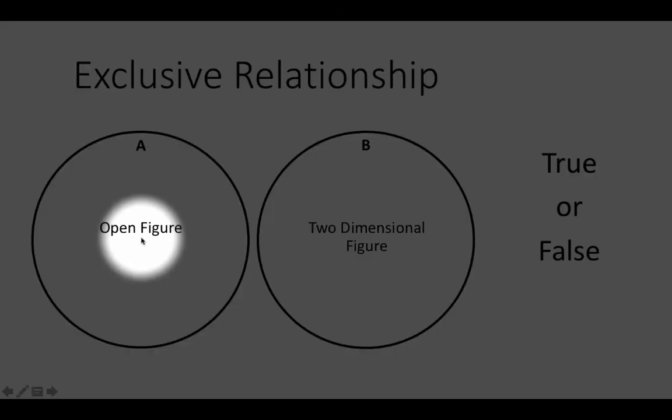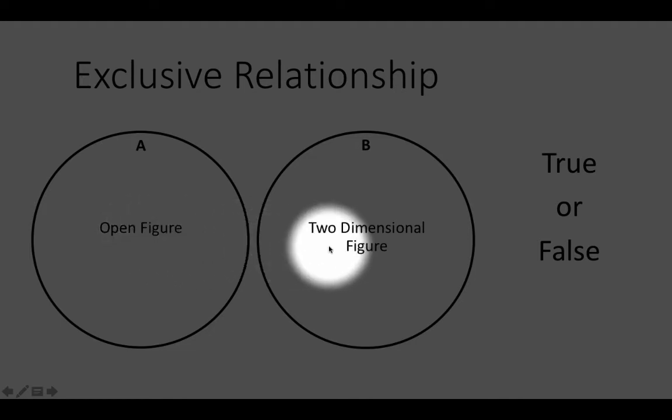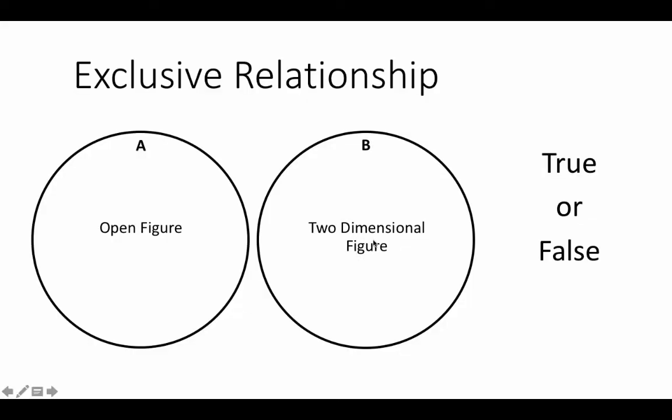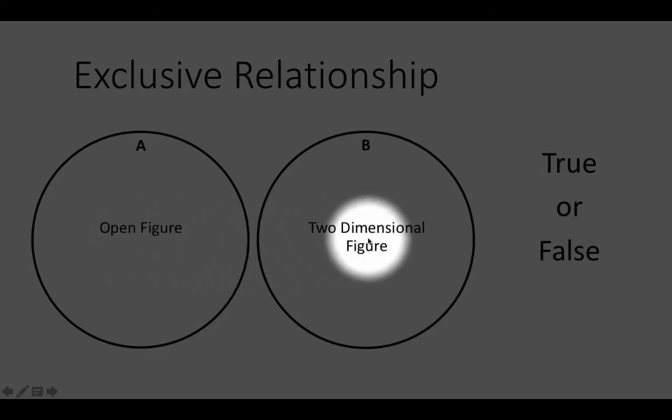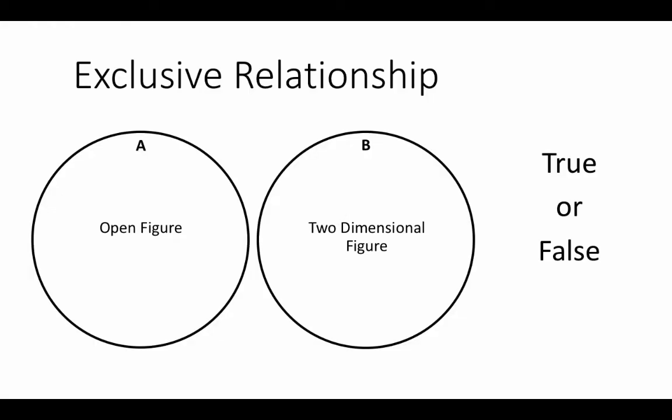If you are an open figure, can you also be a two-dimensional figure? This is the same as asking, if you are an open figure, do you exist in a plane? Yes, you do. Open figures have two directions. They exist in a plane. They just don't connect. So the relationship between open figures and two-dimensional figures is not exclusive.